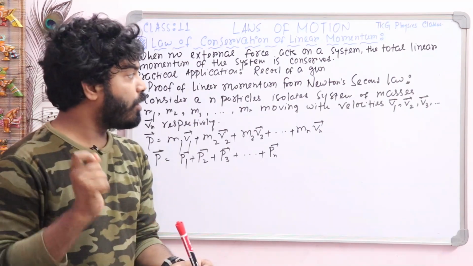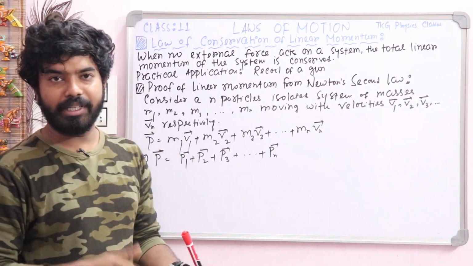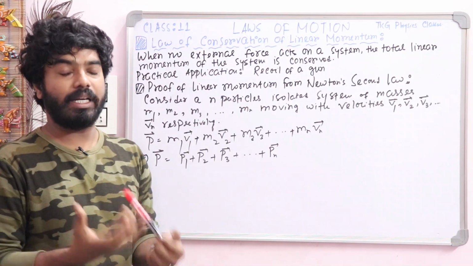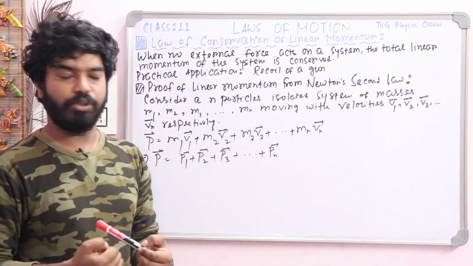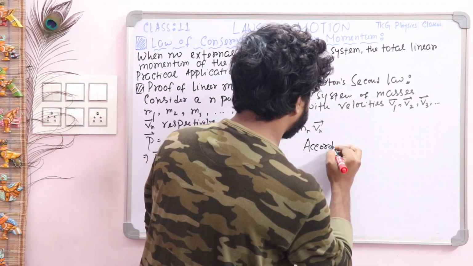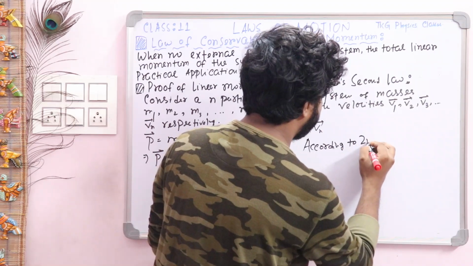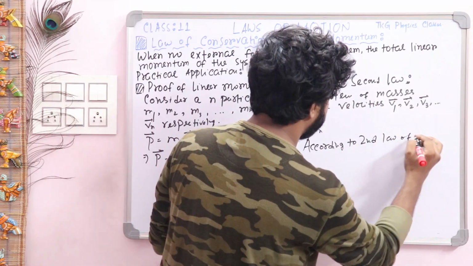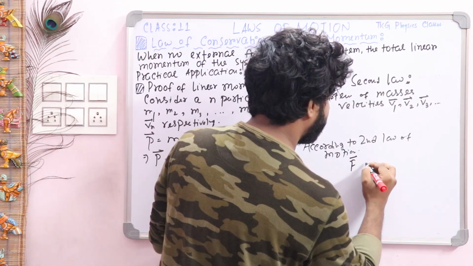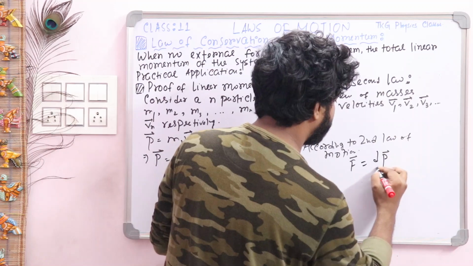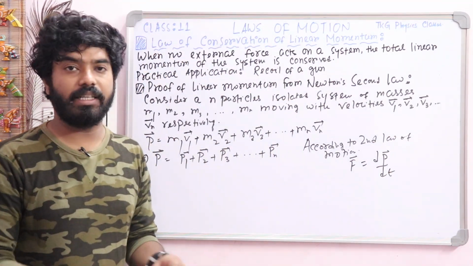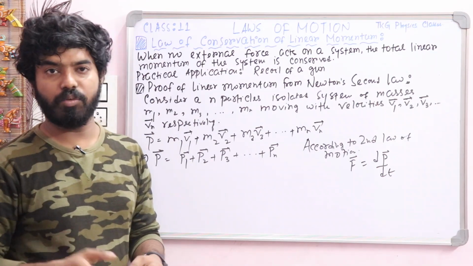Now you observe, we will prove the law of conservation of linear momentum from Newton's second law of motion. So write it, what actually we write from Newton's second law of motion. According to the second law of motion, F is equal to the rate of change of momentum, F proportional to dp by dt, and you can write it as equal, because the constant k is equal to 1.